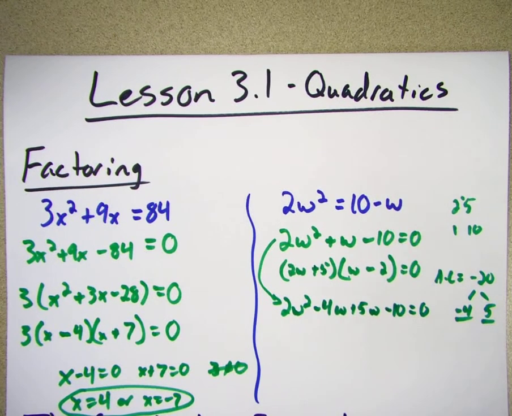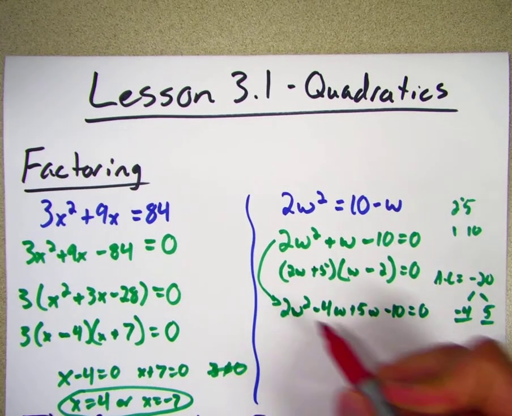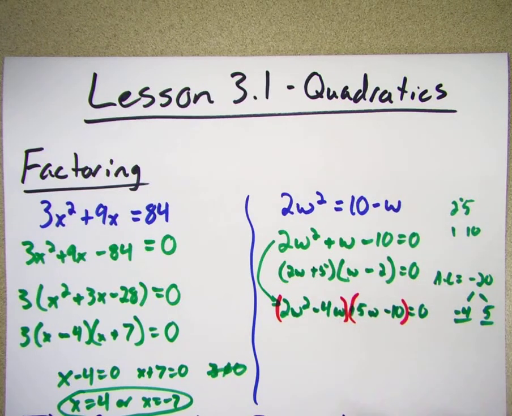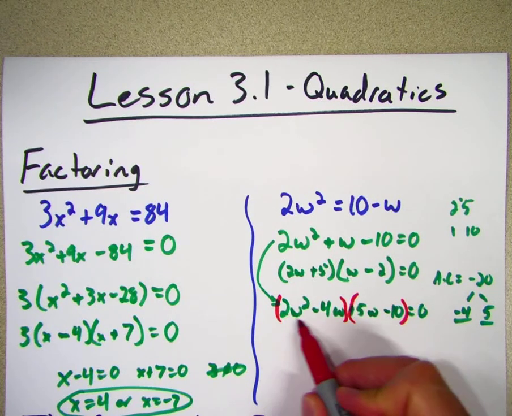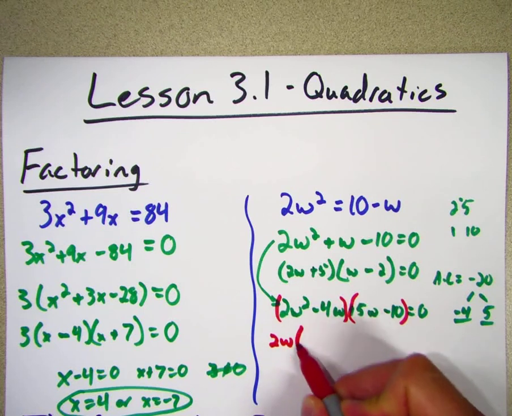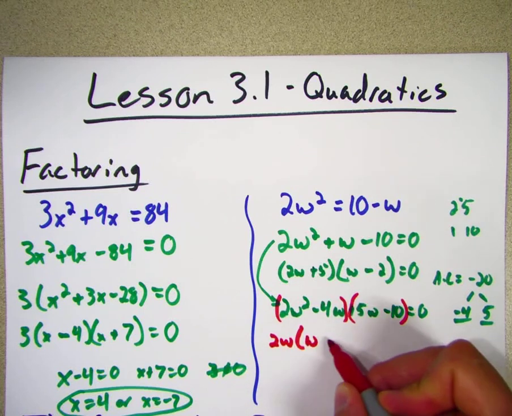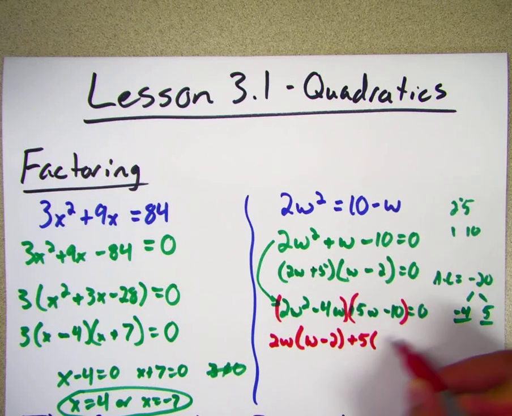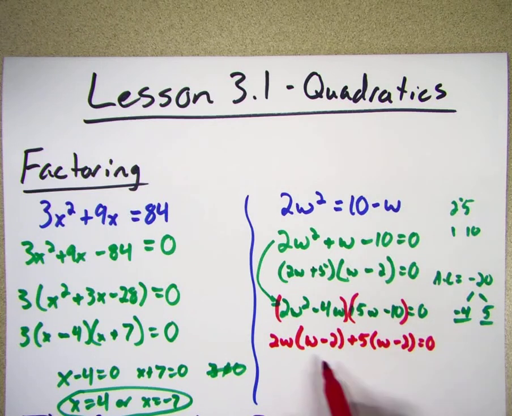So I'm actually going to take these and put them together, and these and put them together, and that'll give me something to work with. So if I look at these two, they have a common factor of 2w. So I'm going to pull out a 2w, and I'm left with w minus 2. These two have a common factor of 5, so I'm going to pull out a 5, and I'll be left with w minus 2. So now you can see we actually have a common factor. We have a w minus 2 in both of these sections that I've created.